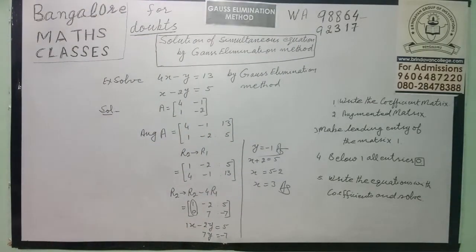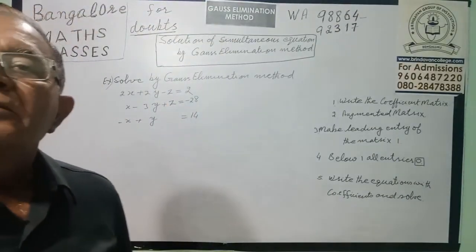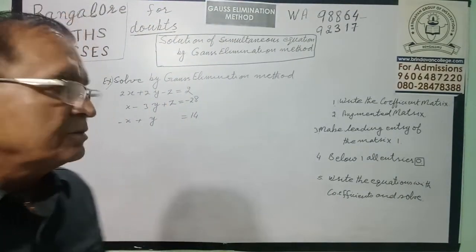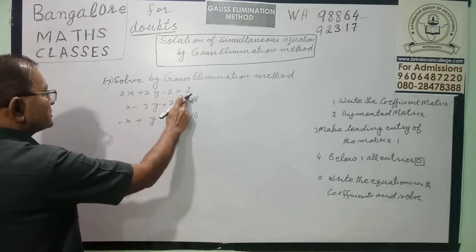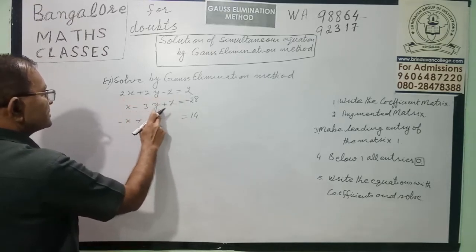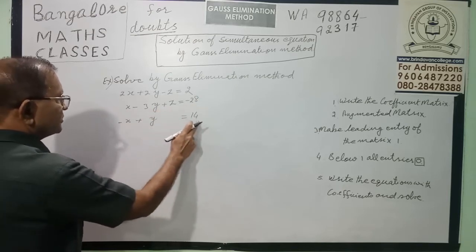See one more sum. Solve by Gauss elimination method. 2x plus 2y minus z equals 2, x minus 3y plus z equals minus 28, minus x plus y equals 40.